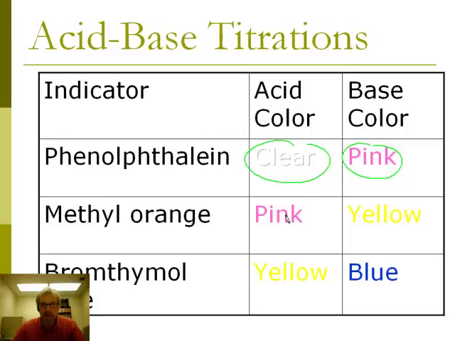Here's a little demonstration of 4 indicators and how they change color in different environments. Here we see 4 beakers. Each one of them contains an ammonia solution, and ammonia is a weak base. So we should see the base color of any indicator that gets put in the beakers.